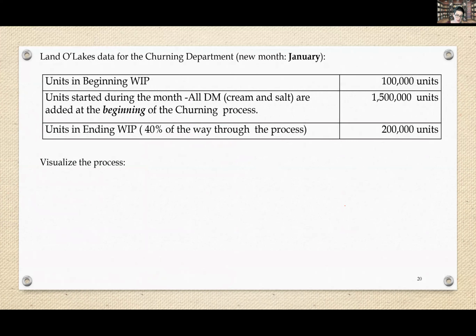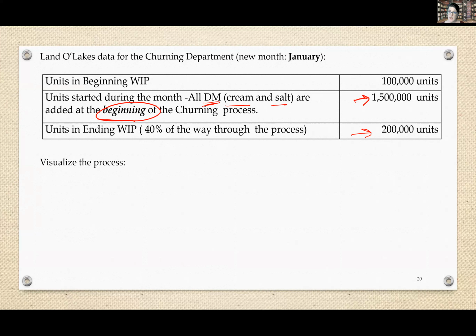All right, let's go through a practical example. So back to our Land O'Lakes butter example. We have 2 departments, the churning and the forming, and we are currently working on the churning department. So the information they're giving us here is that we have 100,000 units in beginning work in process inventory. We started during the month 1,500,000 units, and it tells us here that all of our direct materials, all the cream and the salt, are added at the beginning of the process. Then we have units in ending work in process, and these will be 200,000 units. So 200,000 units are in the process of being churned.